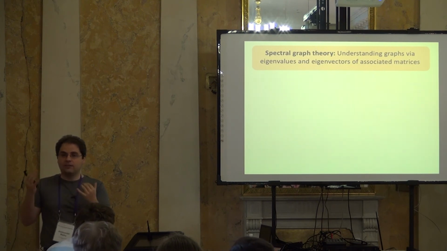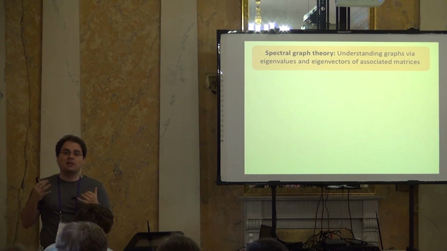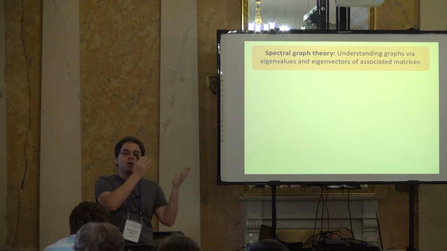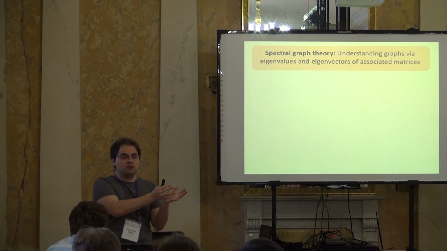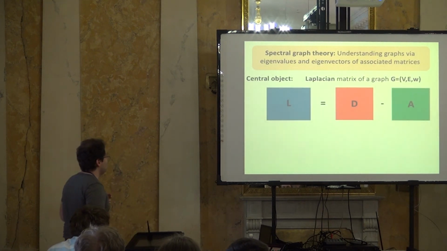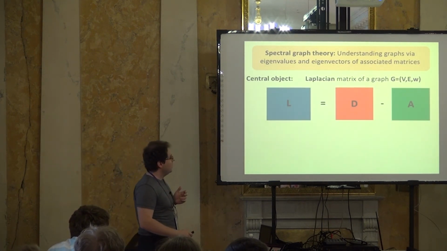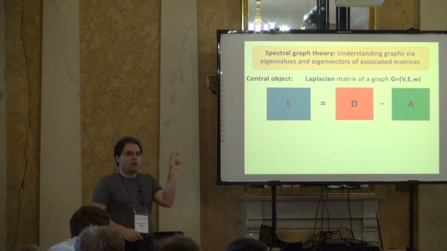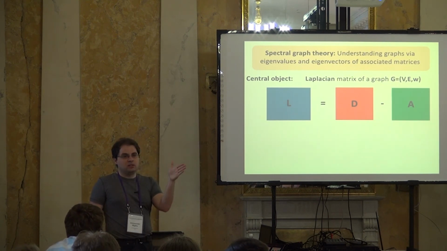Okay, so you look at the eigenvalues and eigenvectors of the matrix, and you would like to infer some information about what the graph looks like from the point of view of combinatorial notions. In particular, the central object is the Laplacian matrix, which, as I already told you, one way of getting is just taking this matrix B, R minus 1, and B transpose.